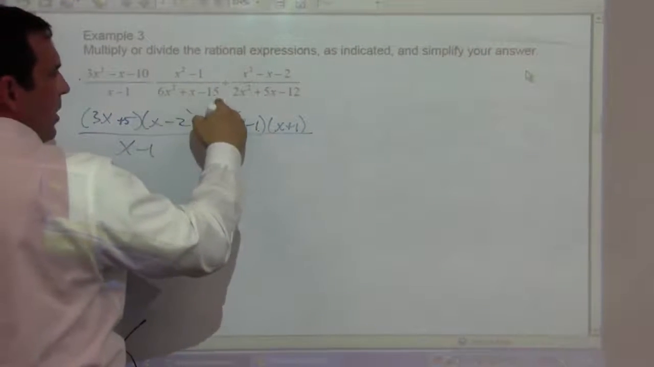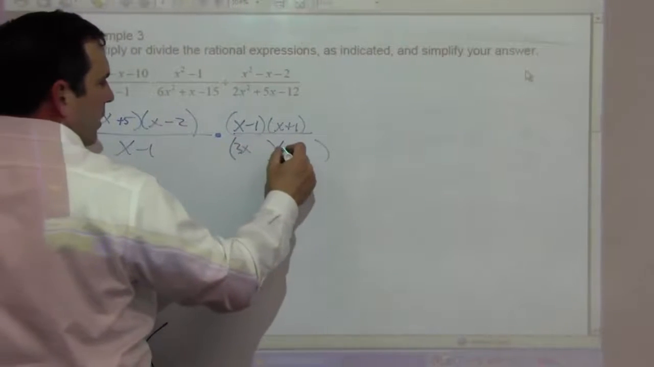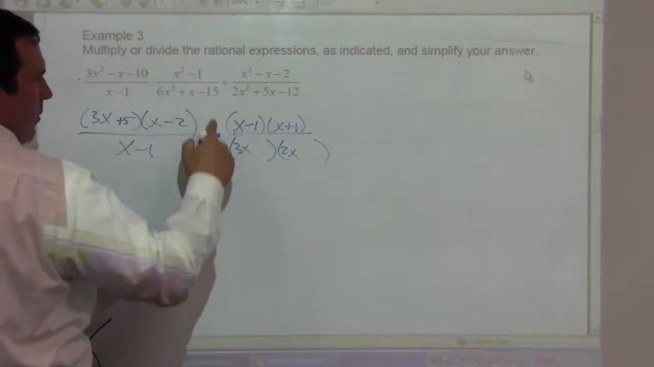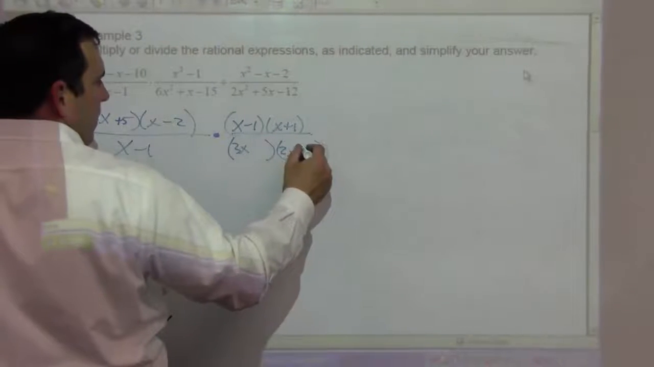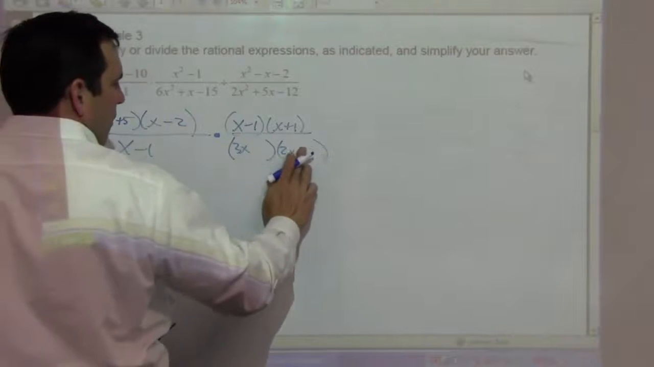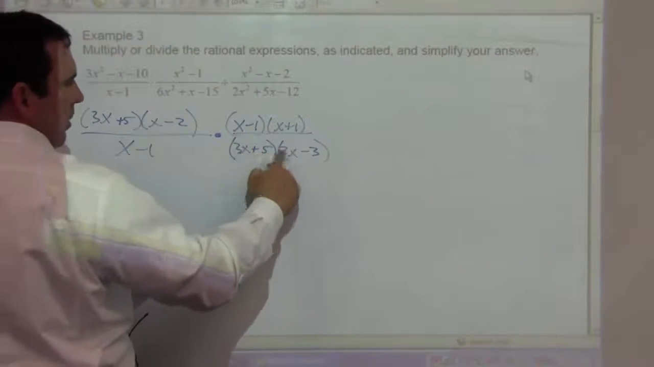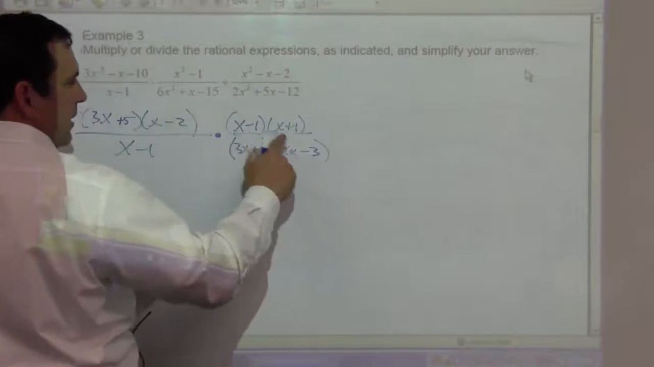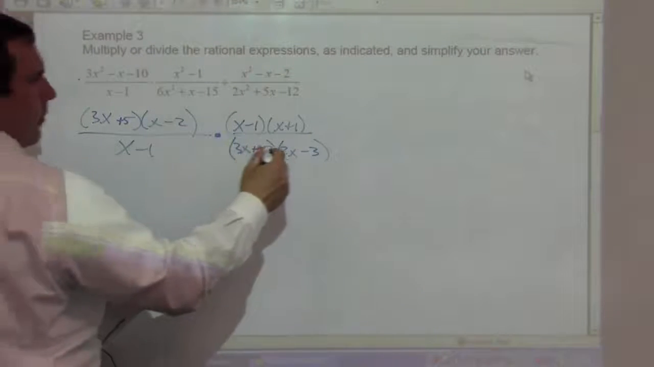6x squared plus x minus 15, that's going to be what? I bet that's another 3x and a 2x there. Now let's see, 15 factors to be 3 and 5. What if I did plus 3? I'm going to have to do minus 3 and plus 5. Why that? One's negative, one's positive because of the negative 15. 3x times negative 3 is negative 9x, 5 times 2x is positive 10x. We get an x out of that.